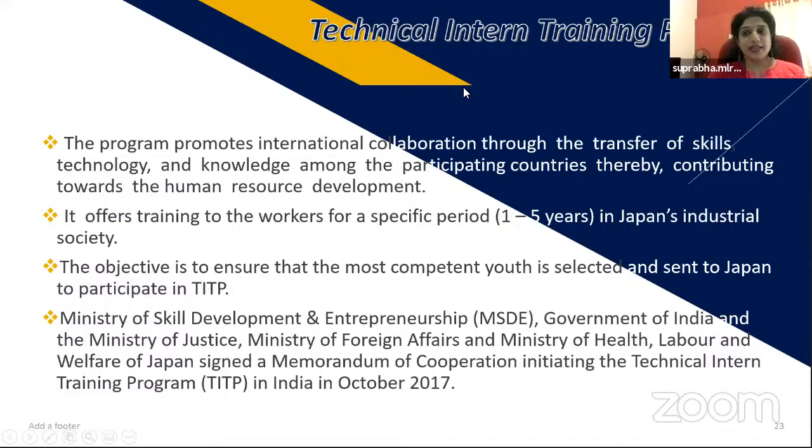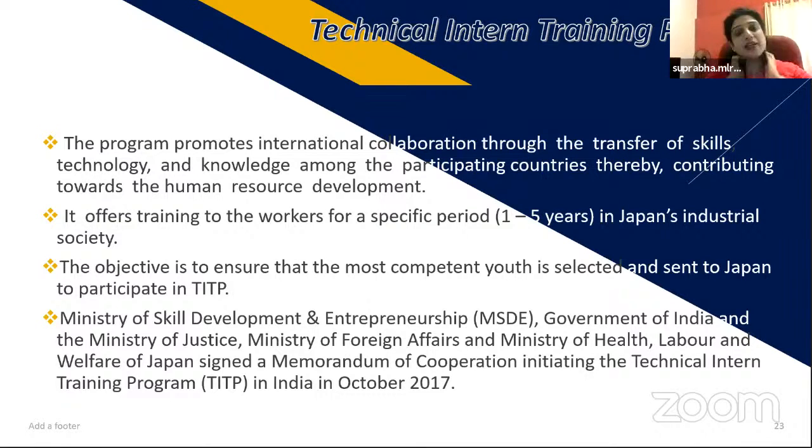Last is TITP. So what is TITP about? Technical Intern Training Program. Okay, so you know from the name itself that it is something related to technology, correct? So it is to gain knowledge and skill about technology. There are some participating countries in the TITP program; it is between India and Japan.